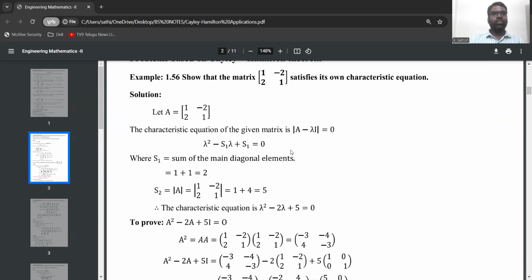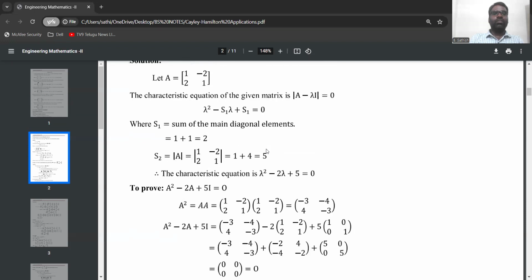and inverses. One example is: show that the matrix 1, minus 2, 2, 1 satisfies its own characteristic equation. So we have to prove this matrix satisfies its own characteristic equation. Since we are given A equals 1, minus 2, 2, 1, the characteristic equation of the given matrix is determinant of A minus lambda I equals 0.